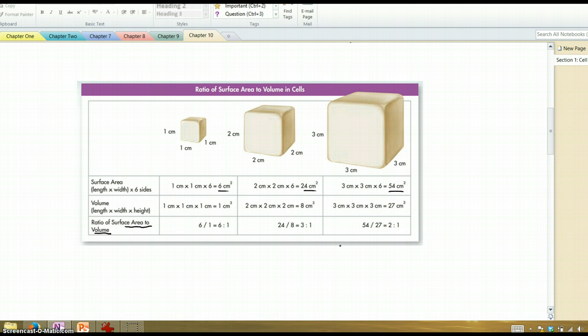Does that make sense? Let's look at the volume. Essentially, the volume increases, but what's happening? The volume is increasing at a faster rate than the surface area. Here, the surface area went from 6 to 24, which is an increase of 4 times. But the volume went from 1 to 8, an increase of 8 times. And the same here, 24 to 54, 8 to 27. So the volume is increasing at a faster rate than the surface area as an object of the same shape gets bigger and bigger. So the ratio of surface area to volume is decreasing. Essentially, in this one, there is more surface area relative to its volume than in this one.